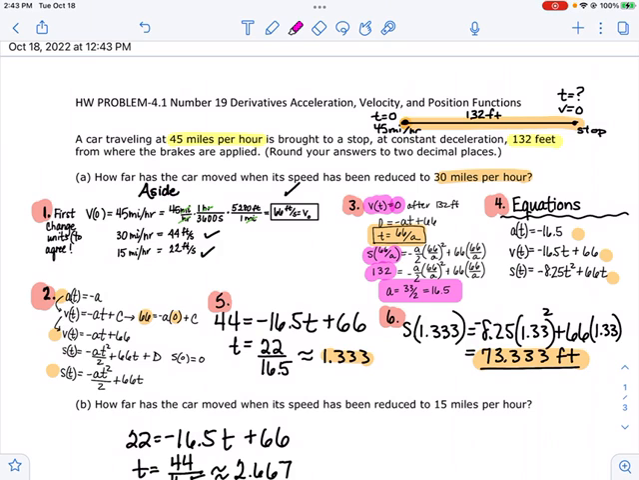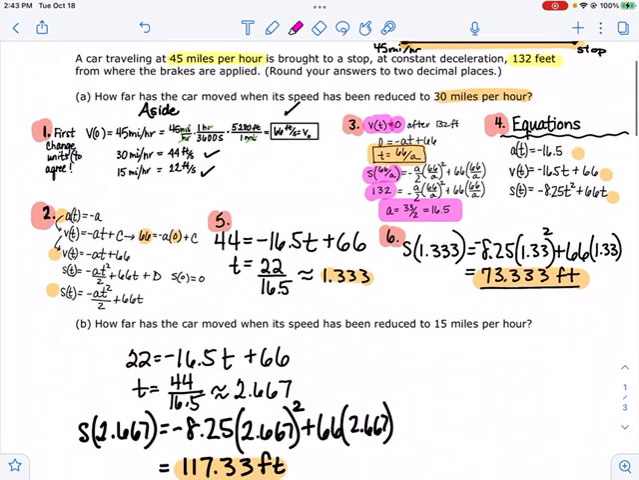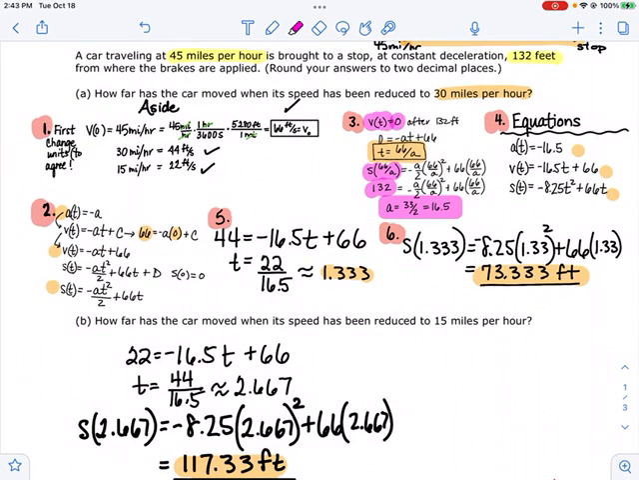Once I get the time, then I can go ahead and plug it into the position function, which I do, and I get 73.333 feet. Okay? So the answer to part A is right here, 73.333 feet. That's how far the car has moved when its speed has been reduced to 30 miles per hour from 45 miles per hour.